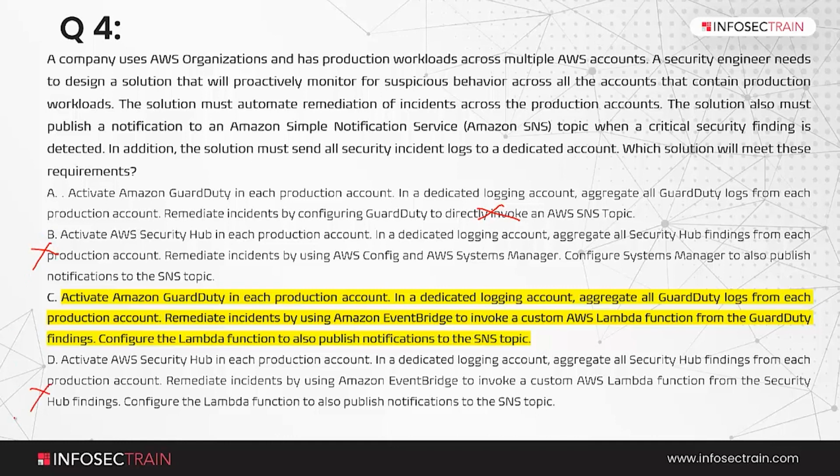Okay, and this is a very important point. If you go for C and D, you can definitely get confused between either C or D, because both look very similar. The only difference is that in C you are going for GuardDuty, and in D you are going for Security Hub. So focus on the easiest and simplest ways of doing it. Okay, the answer is C.